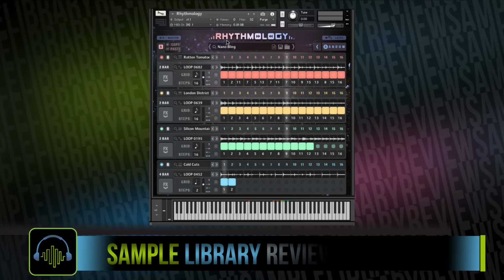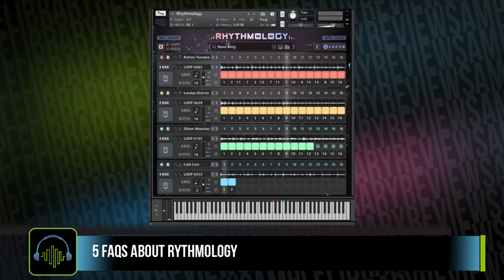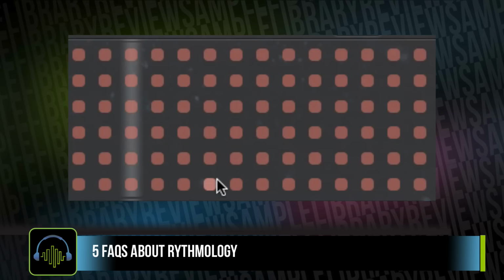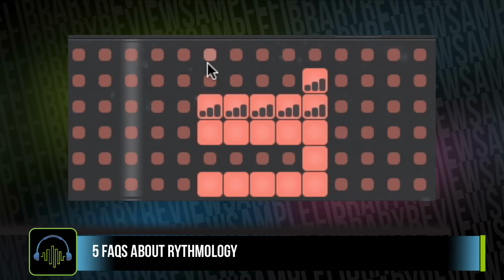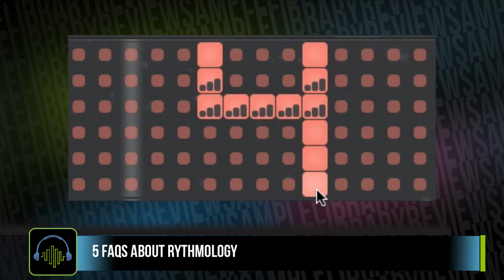Last week, Sample Logic launched Rhythmology, a new Kontakt player instrument with over 1,000 loops and a nearly infinite number of parameters and effects for it. Had quite a few questions across some forums and social media, so I thought I'd break down in this video 5 answers to questions about Rhythmology.